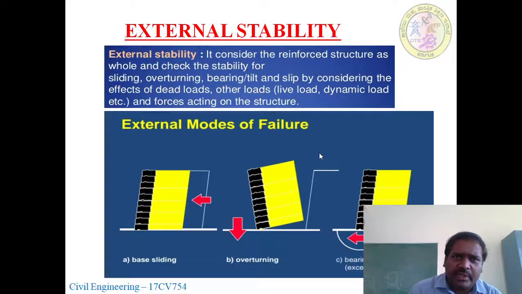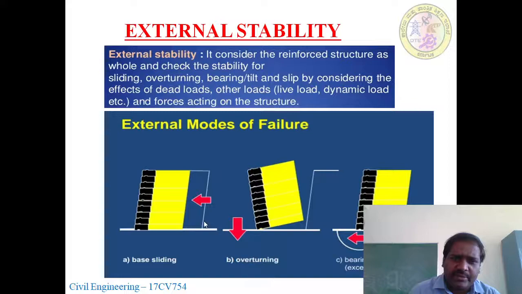Then we talk about external stability. Here we have to consider base sliding, overturning, and bearing capacity failure. We consider the reinforced structure as a whole and check the stability for sliding, overturning, bearing, and slip, considering the effects of dead loads, other loads, dynamic loads, lateral loads, and the forces acting on the structure.